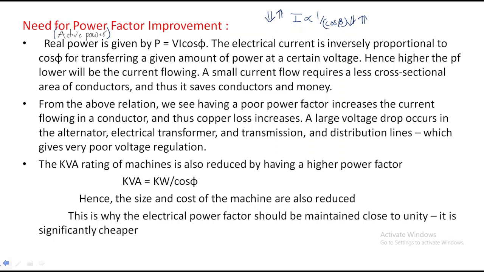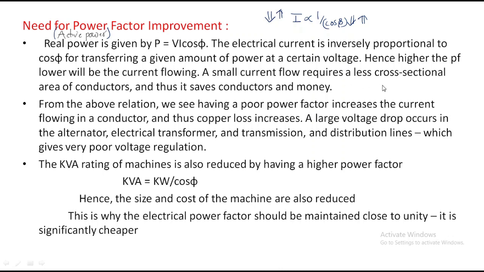So the electrical current is inversely proportional to cos phi. For transferring a given amount of power at a certain voltage, generally the voltage is constant and the current is varied. Hence, the higher the power factor, the lower the current flowing. So for any load, if the power factor is high, it will take less current.